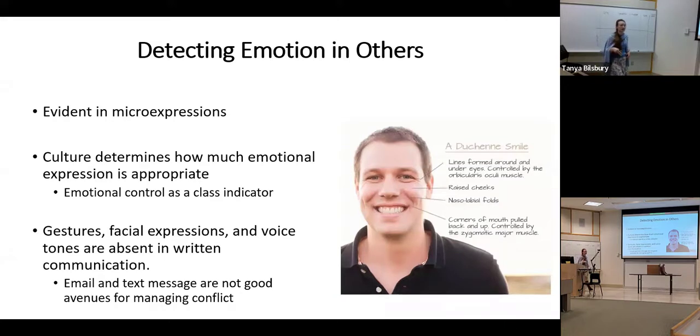In some cultures, it's expected that people be on a pretty even keel. British culture is known for that, the stiff upper lip thing. In other cultures, it's much more appropriate and accepted to be emotional and to be angry. Even within this culture, I would say there are differences in subcultures, and emotional control in this culture is a bit of a class indicator. So people who are higher up the social status ladder are expected to have a lot of emotional control.